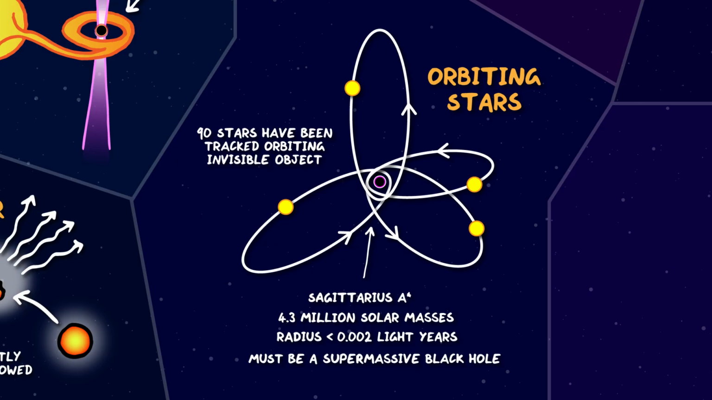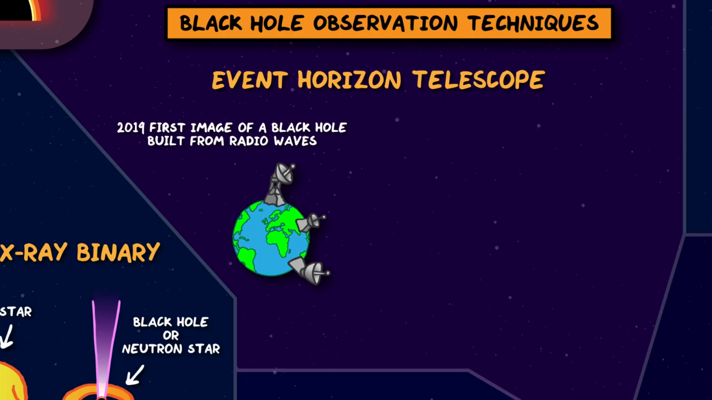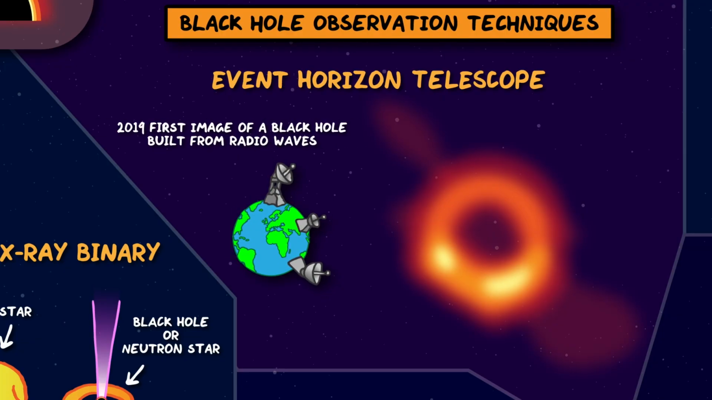black hole. Even more recently, in 2019, the first direct image of the accretion disk around a black hole was constructed from the radio waves emitted by the galactic center of the Messier 87 galaxy, and it had the features of an accretion disk that we expected, if a little blurry.